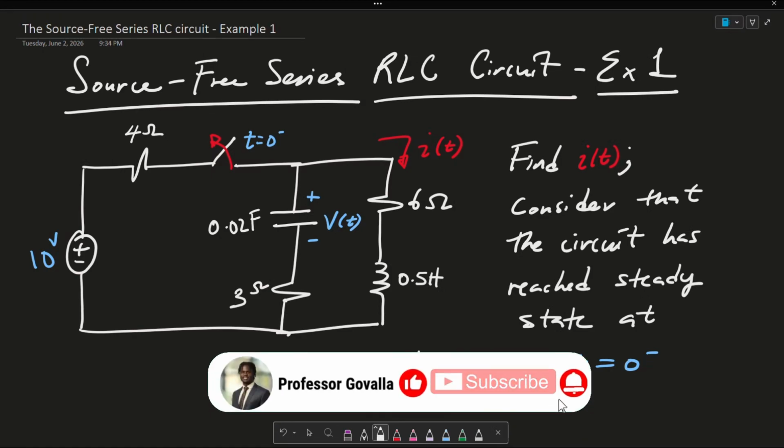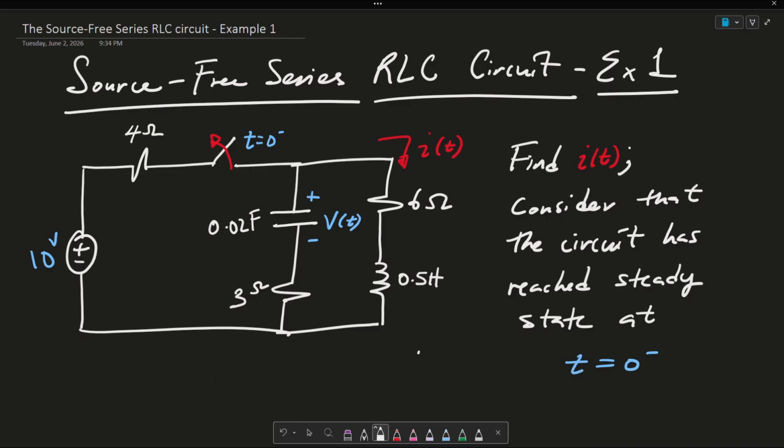My name is Professor Govala, and today I'm going to be talking to you about the source-free series RLC circuit, example number 1, where in the next video I would do another example to really drive home this source-free series RLC circuit topic. And in this example, we're tasked with finding this i(t), considering that the circuit has reached steady state at t equals 0 minus.